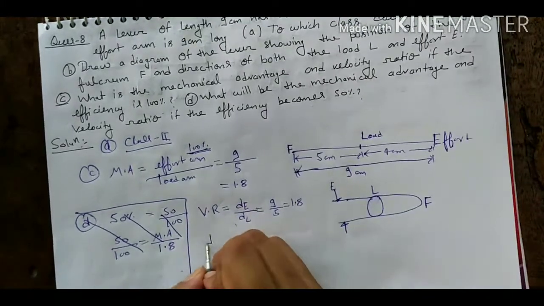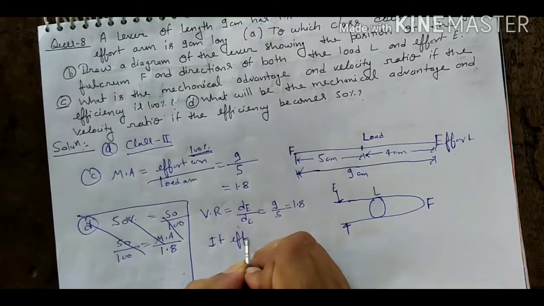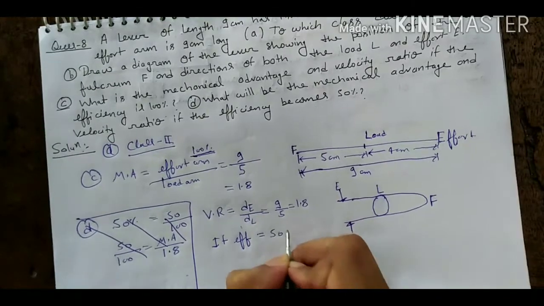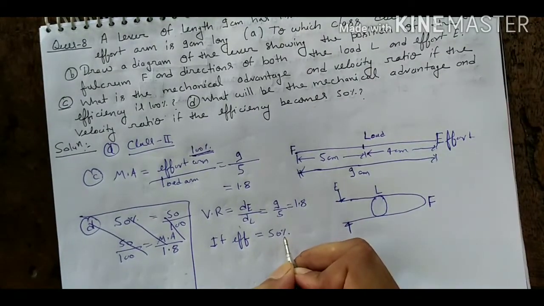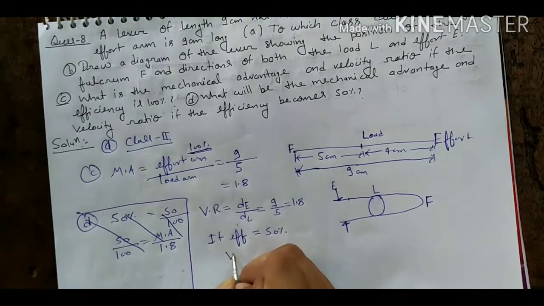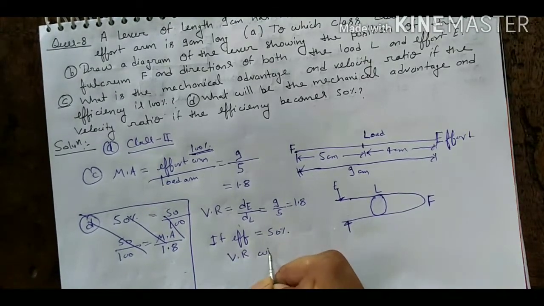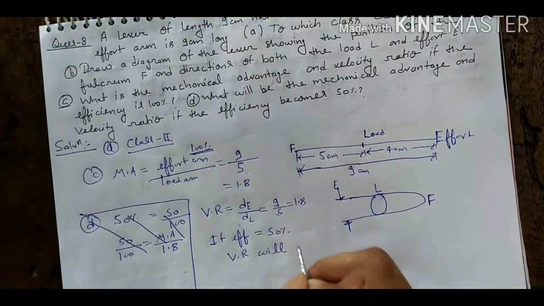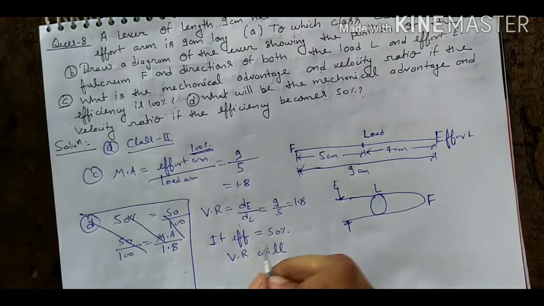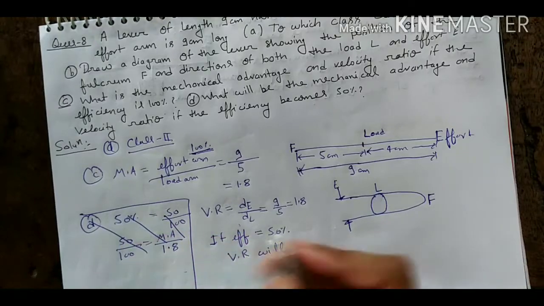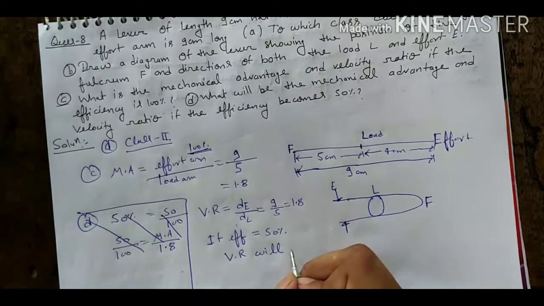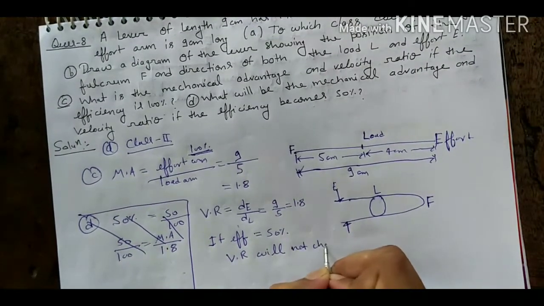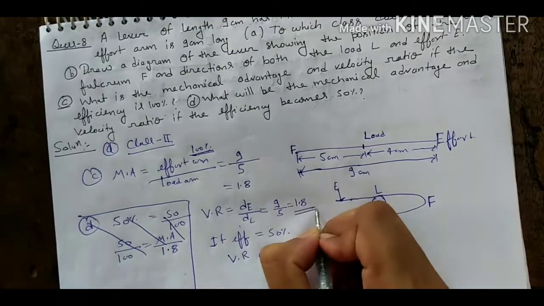And if efficiency is 50%, the velocity ratio will not change. Why will the velocity ratio not change? Because velocity ratio does not depend on efficiency, but mechanical advantage depends on efficiency. The velocity ratio will be the same, that is 1.8.